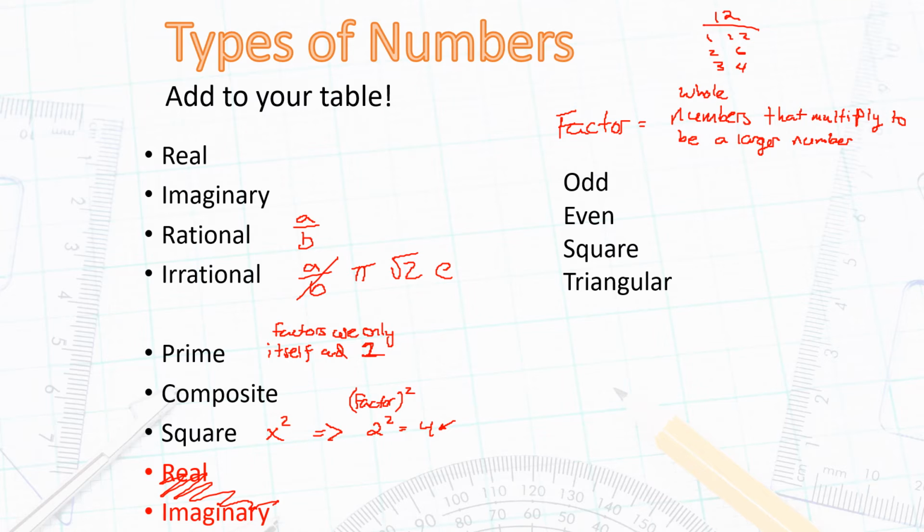Even and odd numbers. So what's an odd number? It's a number that cannot be divided evenly by 2. An even number can be. So like 3 is an example of an odd number. 6 is an example of an even number. Square number, I guess we just talked about that again.